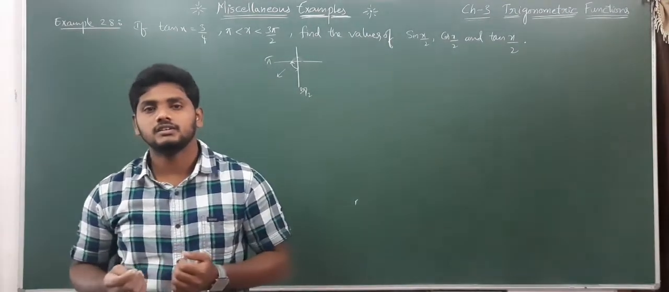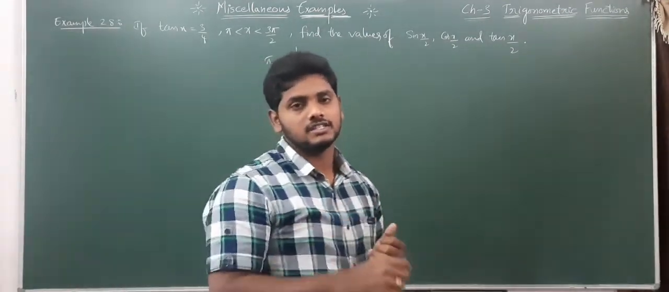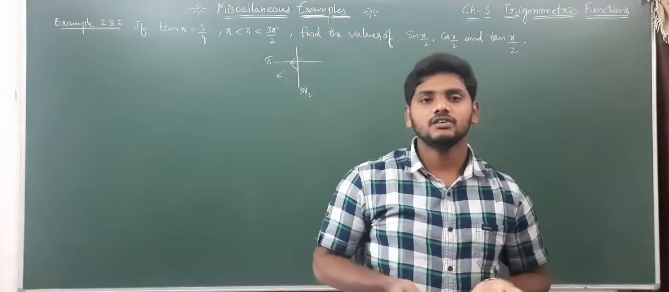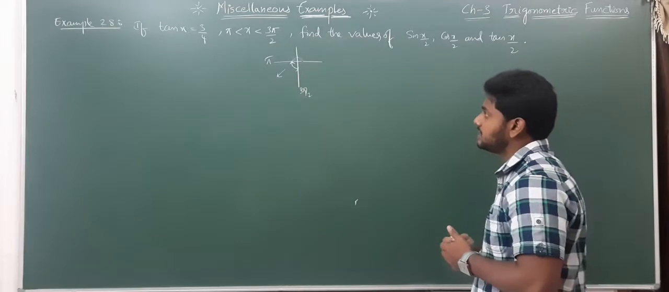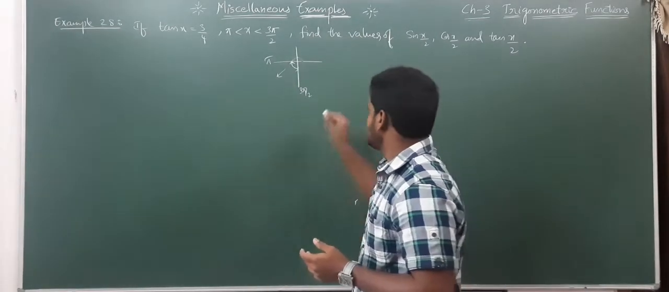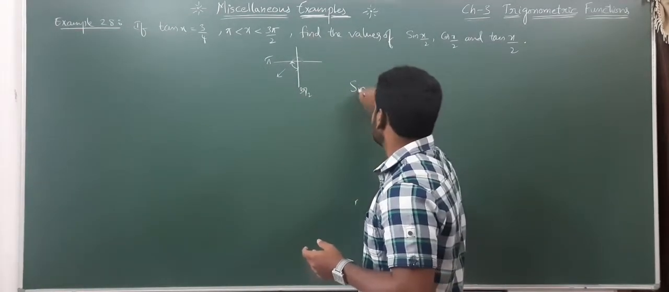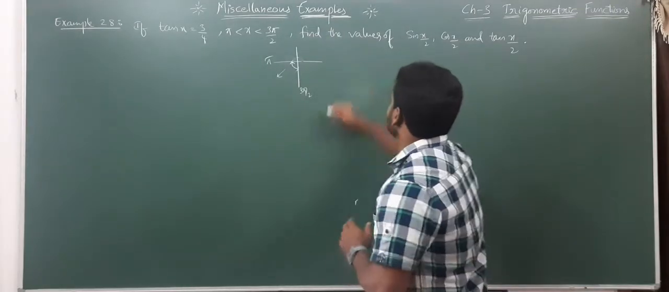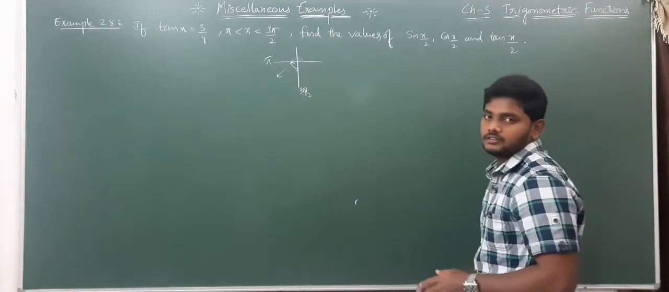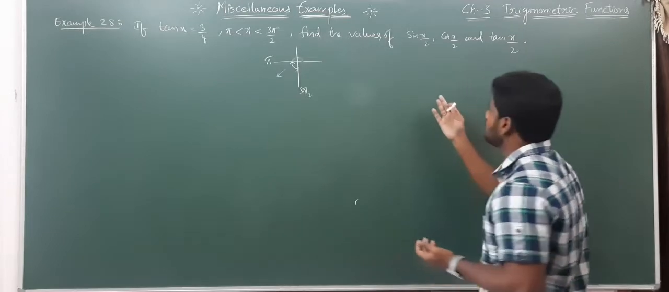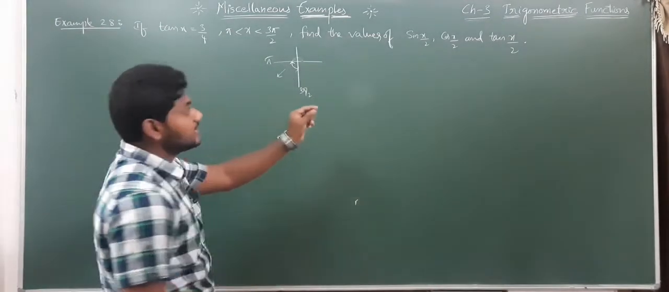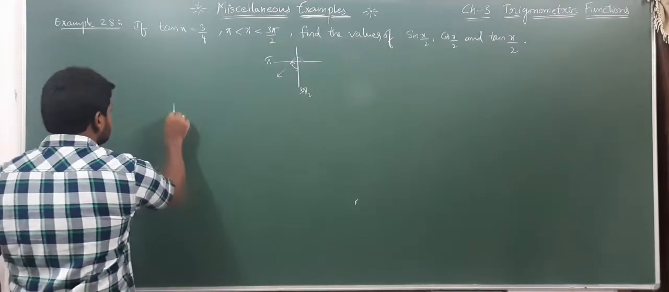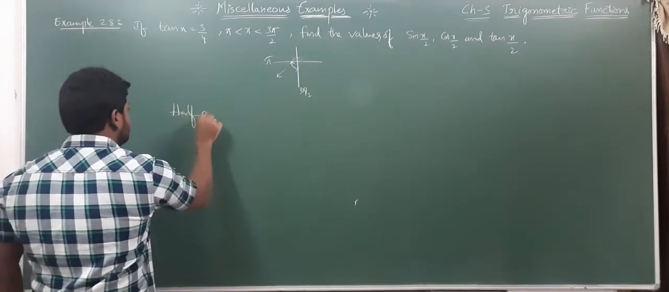See, up to now we have learned sin x, cos x, tan x, or sin theta, cos theta, tan theta. But here if you observe, what is x by 2? See how to find these values. What are the formulas to get sin x by 2, cos x by 2 and tan x by 2? Yes. See, these we will consider as half angles.